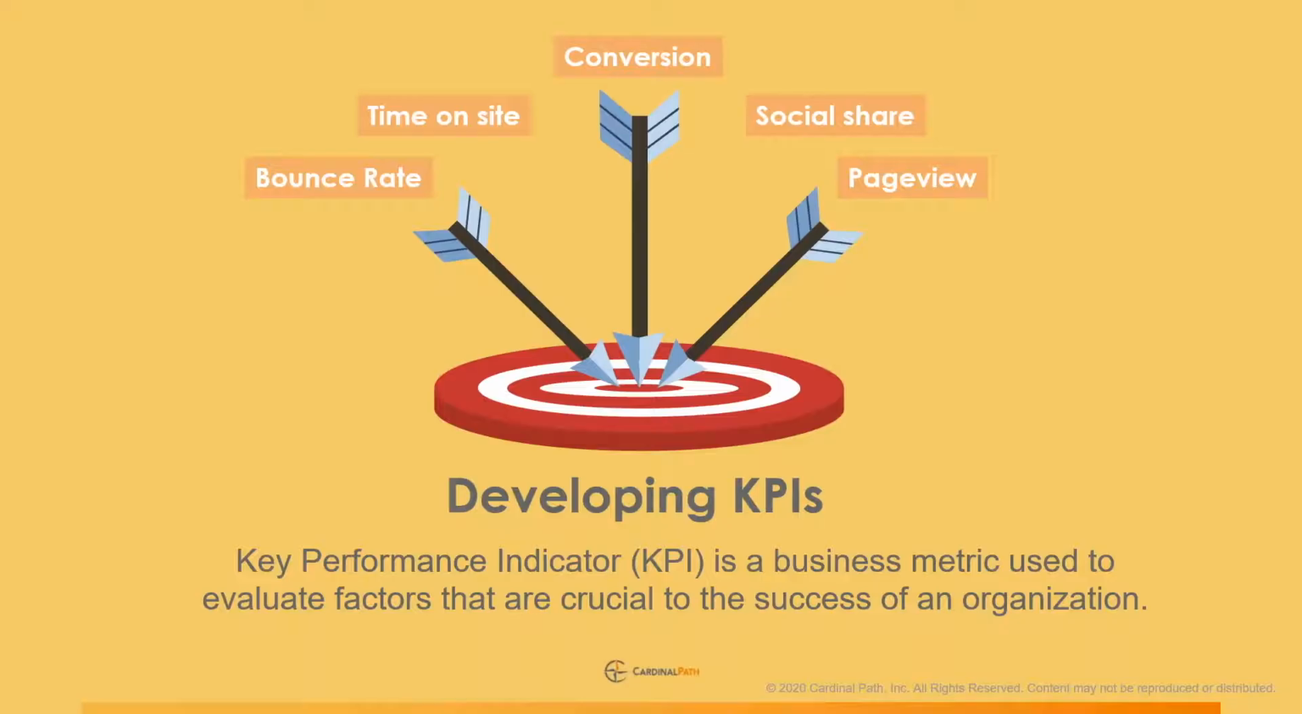So what we're going to do first is we're going to develop what are called KPIs, or key performance indicators, okay? And in this example, we see bounce rate, time on site, conversions, social sharing, page views. These are all potential measures of what's happening on our website and how users are interacting with us.